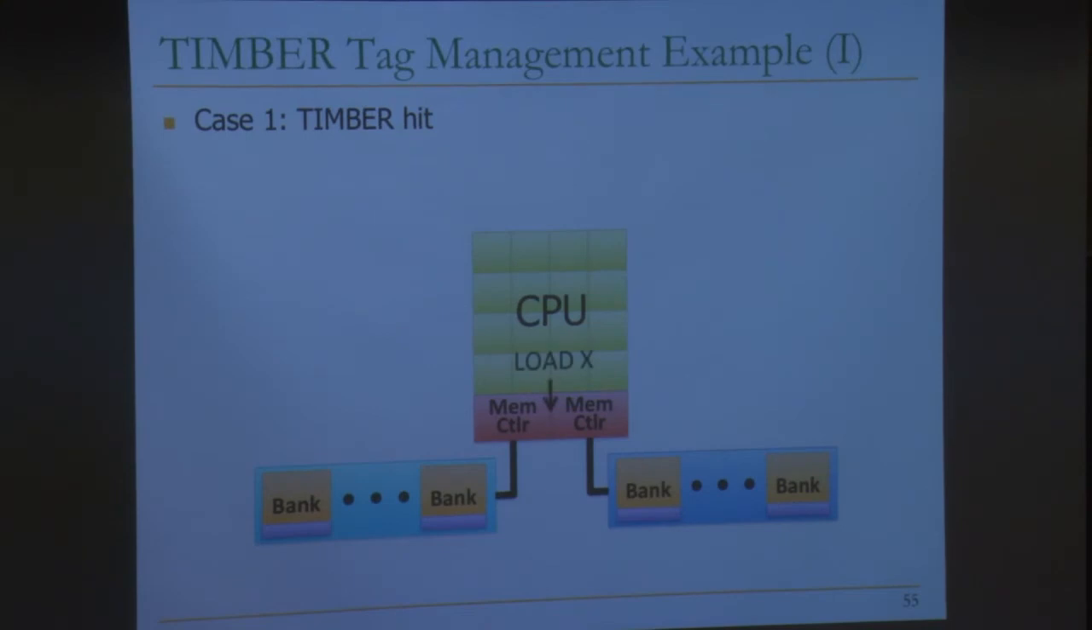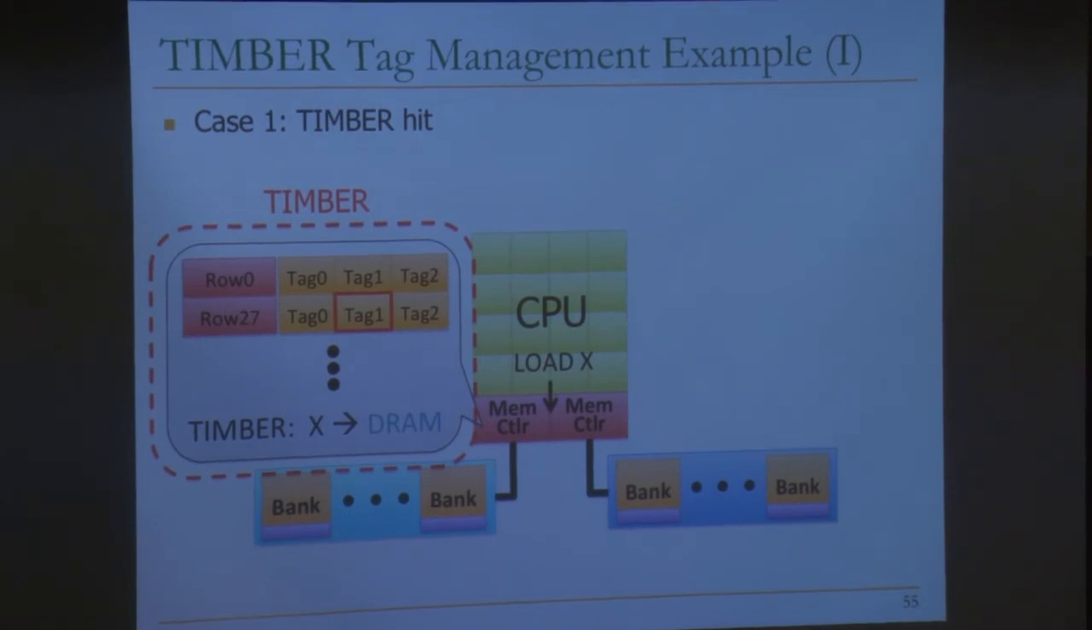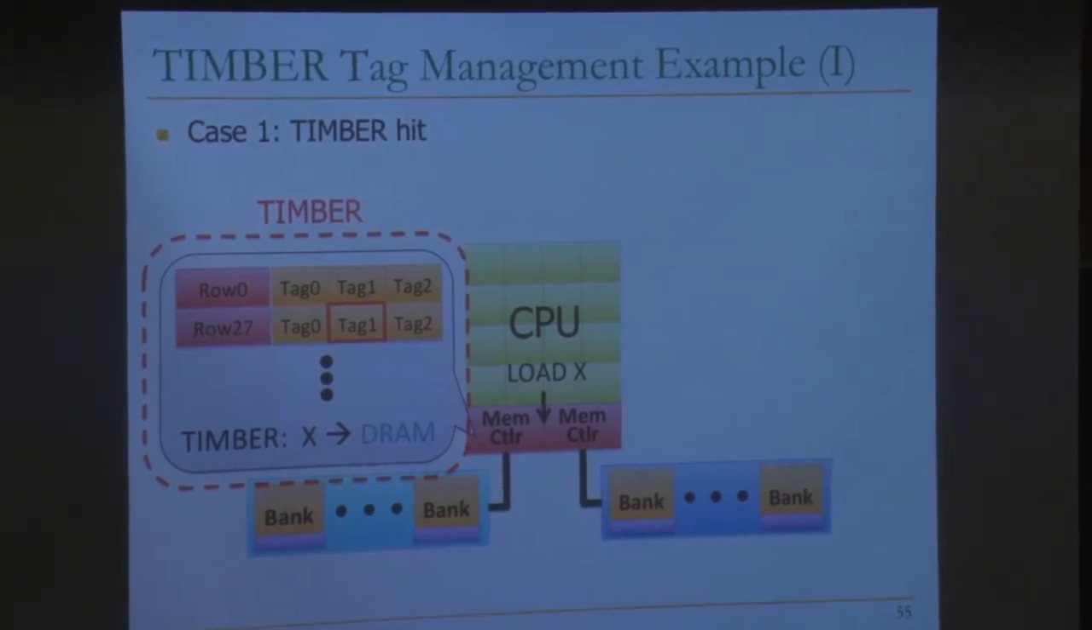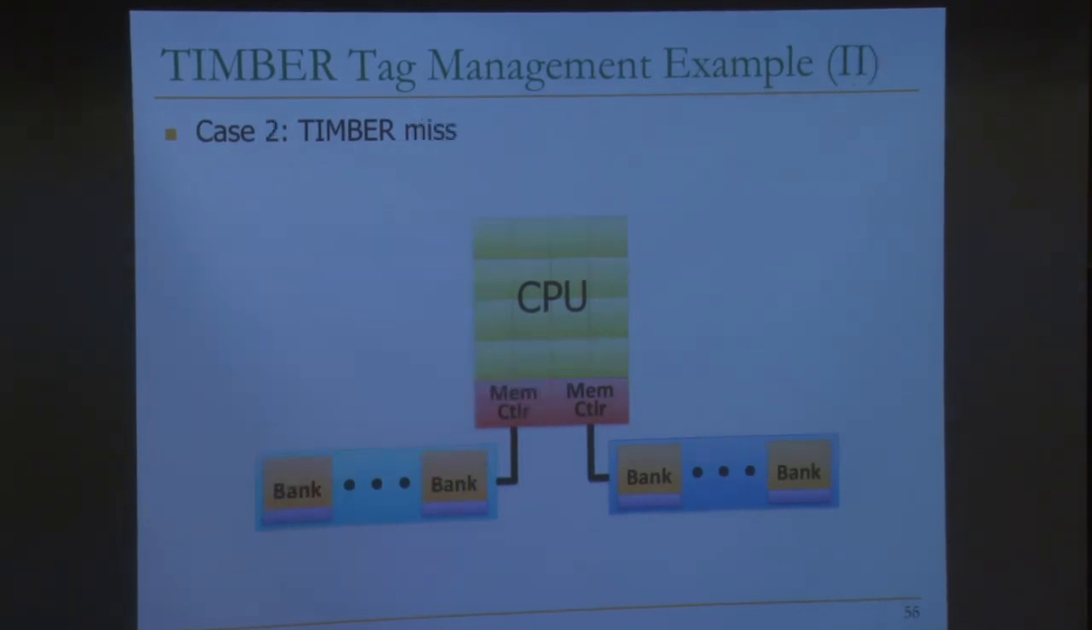Let's go through an example here. If we have a load from memory, now we have this structure called the TIMBER. In the TIMBER, we can check: is this data located in DRAM? Is its metadata not cached? Do we need to fetch it? In this case, it's in DRAM, so we can just access it from DRAM. That's great, just like before.